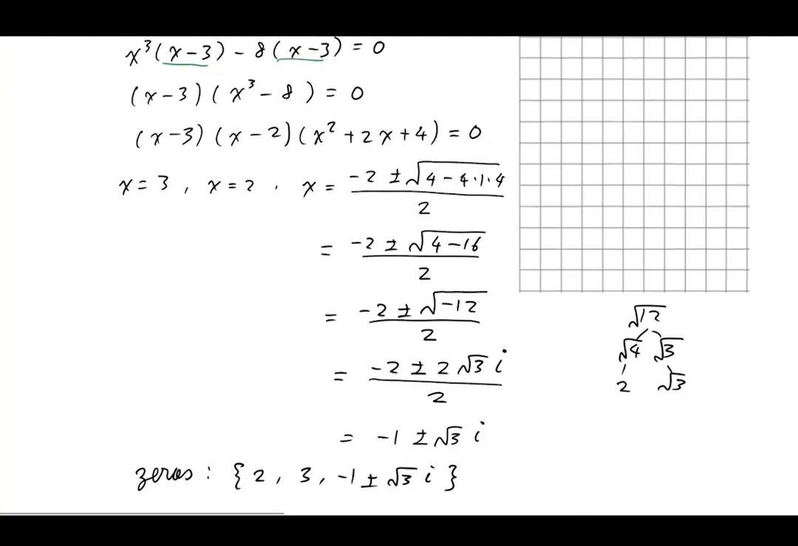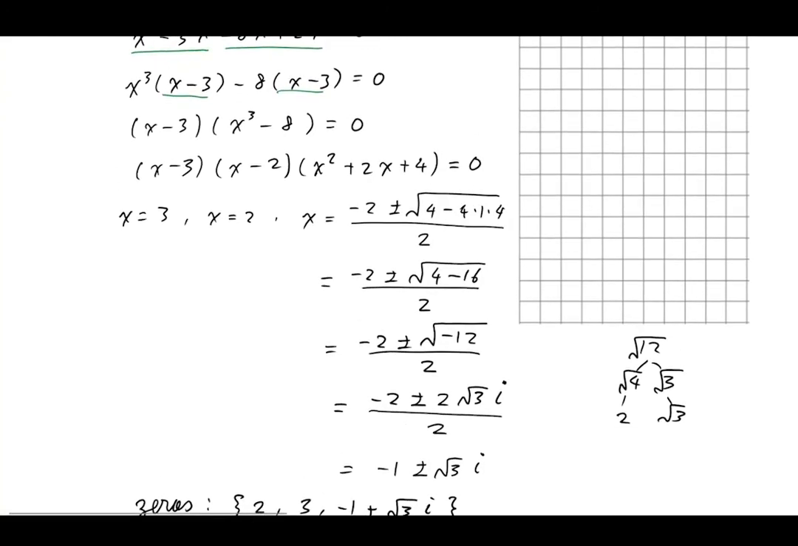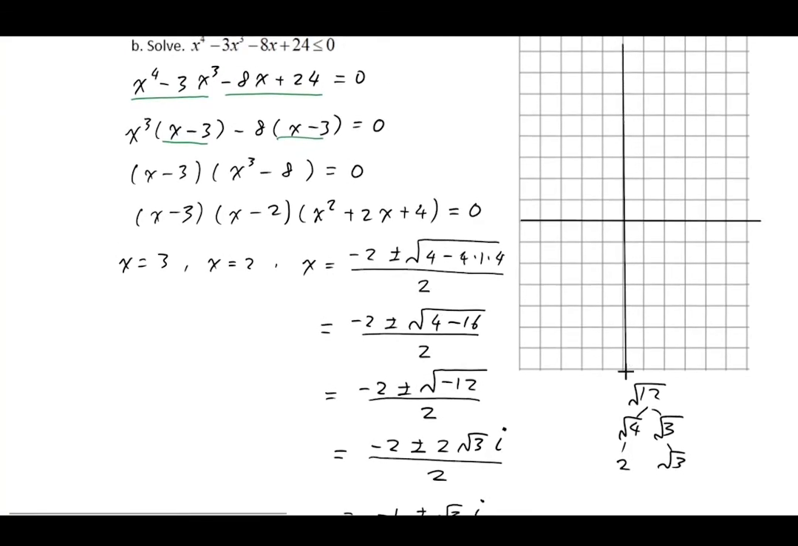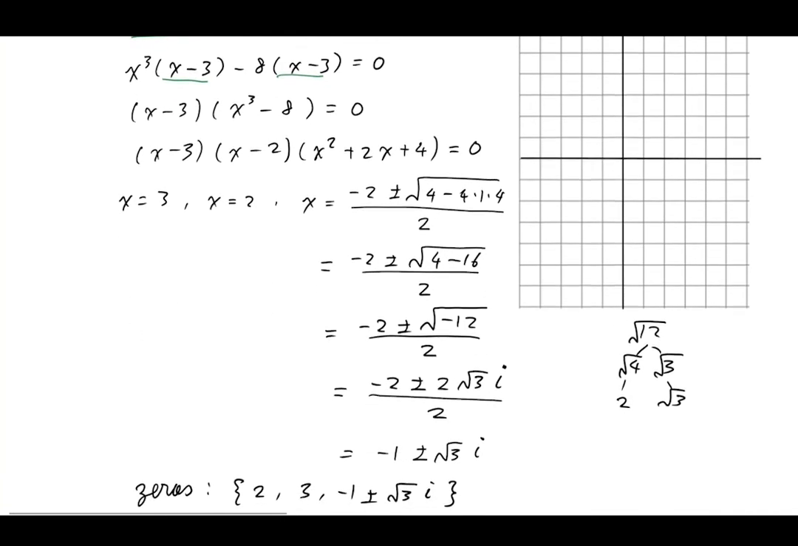Okay, let's plot these things then. And you might be surprised on this. So let's throw the x-axis somewhere here, and the y-axis somewhere here. Okay, so we have 2 here, 3 here. How do we plot this complex number? They are not even real. Well, therefore there are no real zeros. These are complex zeros, so we cannot plot them. So this is it.